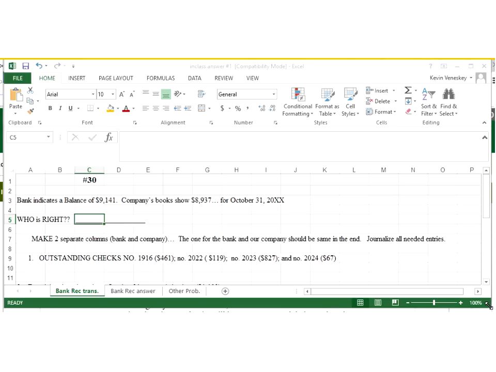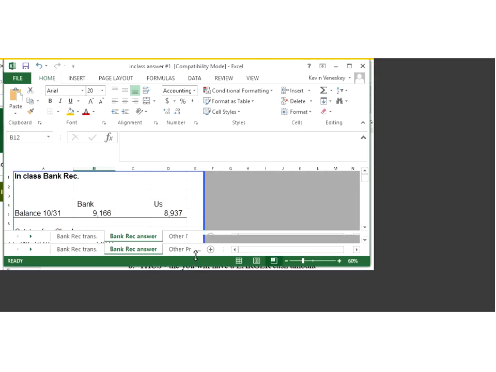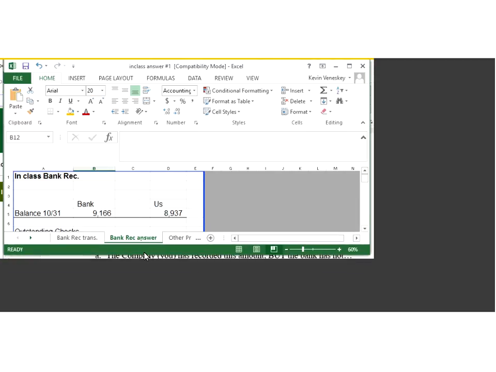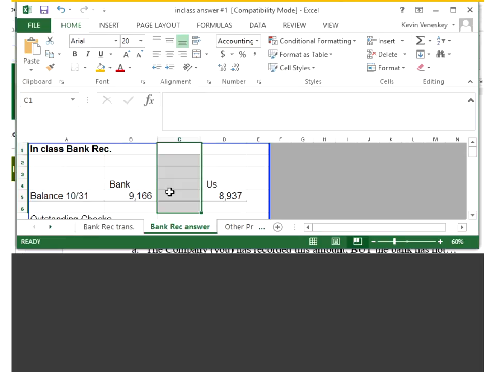But the first thing I want us to do is look at how to actually prepare a nice bank reconciliation. With the bank reconciliation, what I want you to do is have kind of like a big T account. And so you're going to have a line. I'll start the line here.